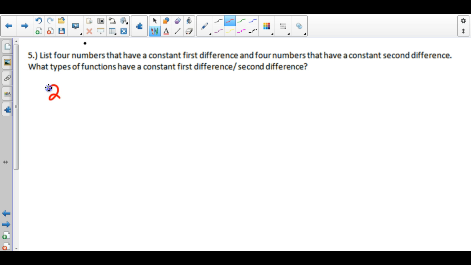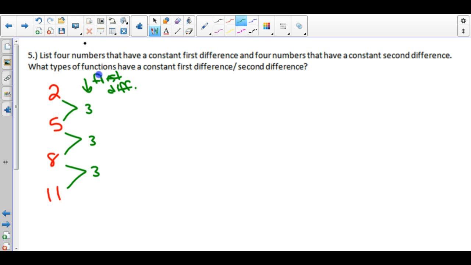So let's say I start with the number 2 and I add 3 to that. That gives me 5. If I add 3 to that, I get 8. And if I add 3 to that, I get 11. What I mean by taking a first difference is if I work backwards and take 11 minus 8, I get 3. 8 minus 5 is 3, and then 5 minus 2 is 3. So this is my first difference, and it is constant, meaning this 3 is the same number, which means that for us, knowing what type of function this is, it's a linear function.